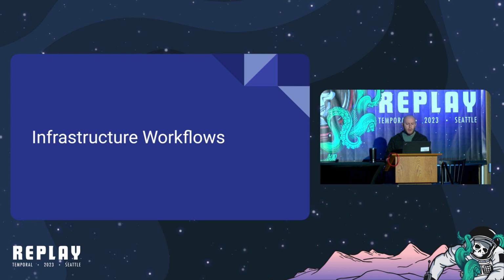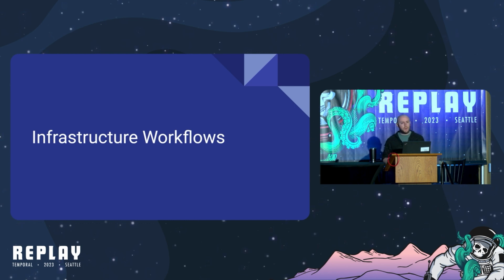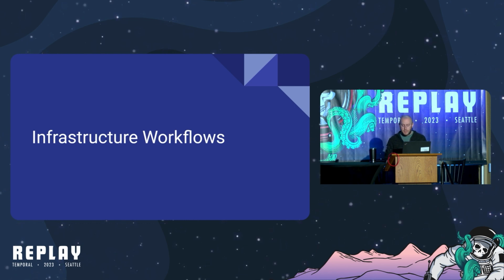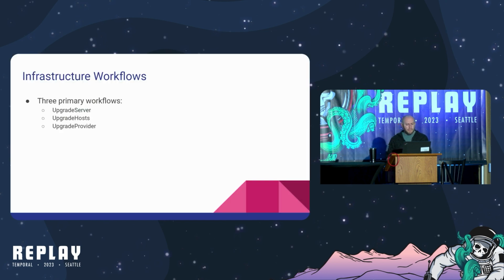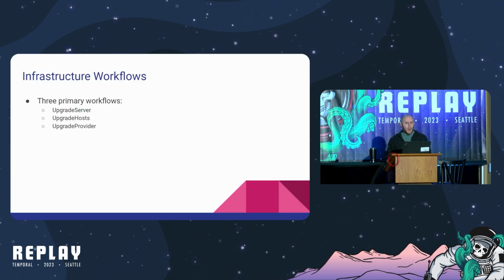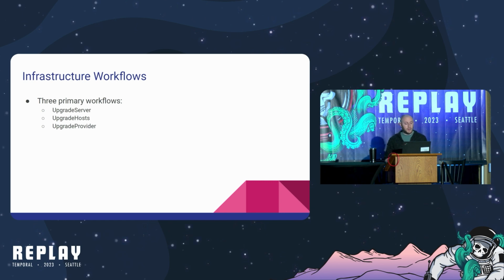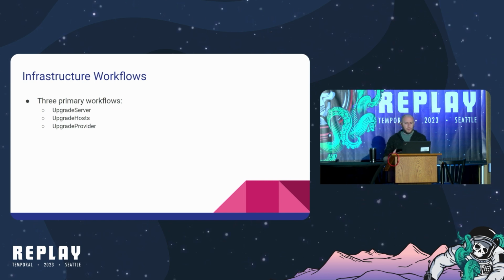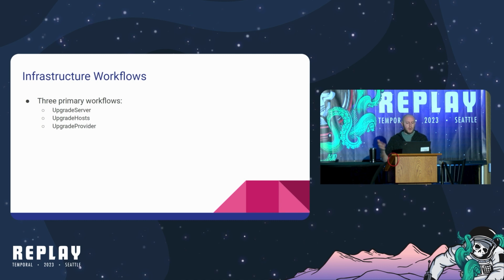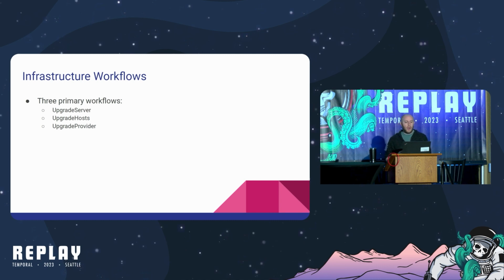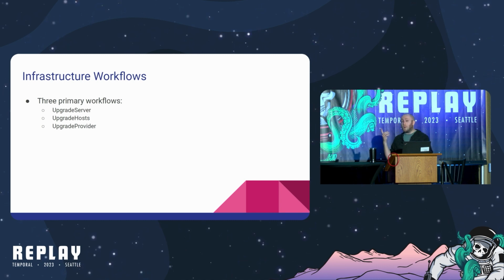We'll talk a little bit now about the individual workflows and how we ended up solving some of these problems for ourselves. There are three primary workflows that come into play, at least for managing our infrastructure. We'll dive into each of them, but they're upgrade server, upgrade host, and upgrade provider. I'm not very good at naming, so they're all real literal.